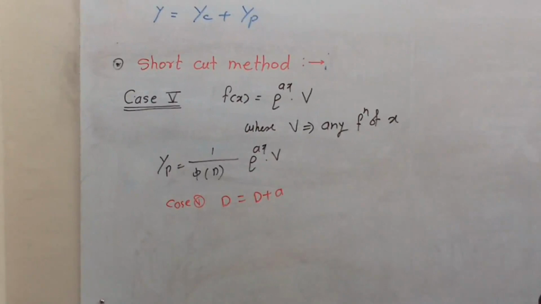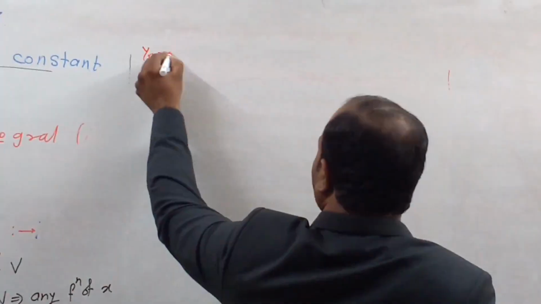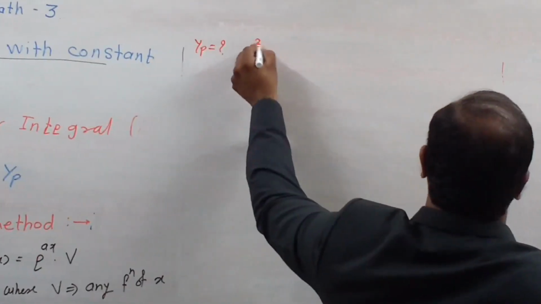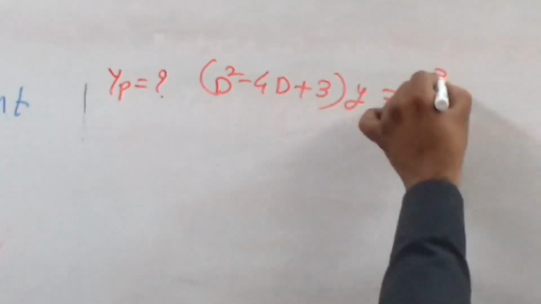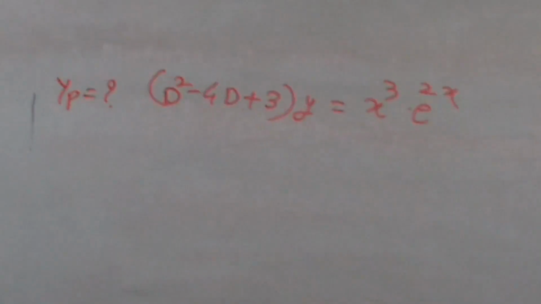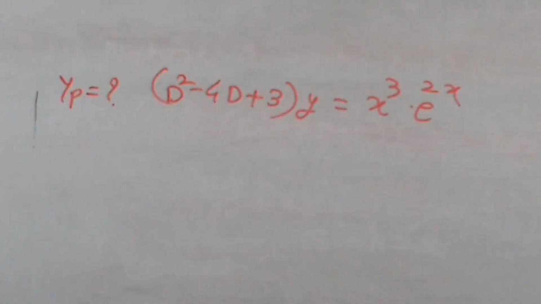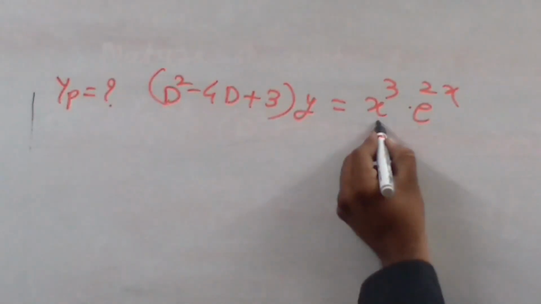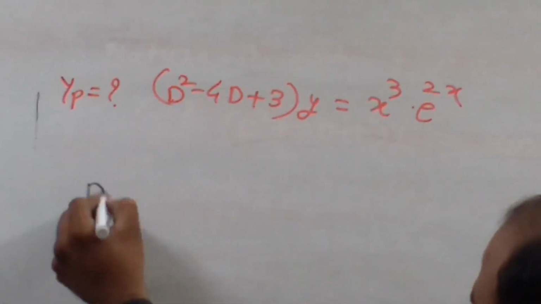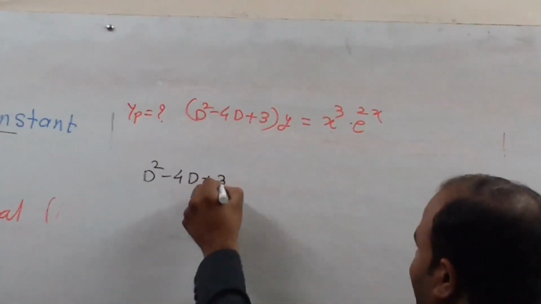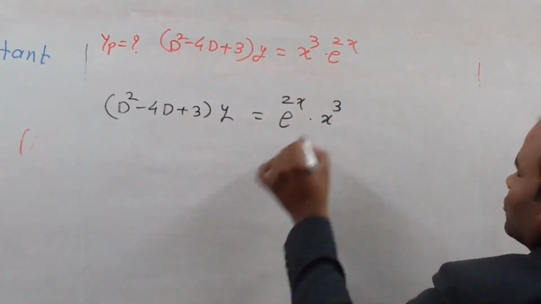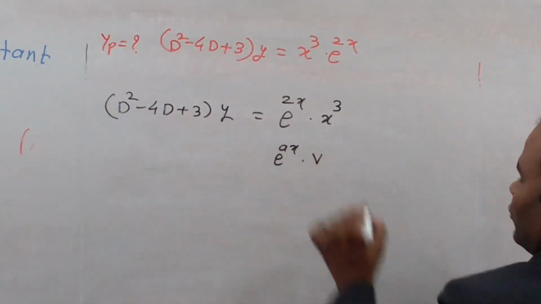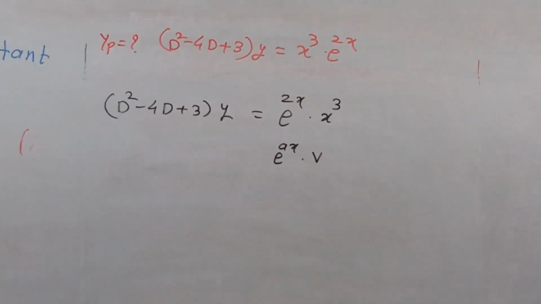Let me take one numerical on the basis of this case. We have to find the particular integral of the equation (D square minus 4D plus 3) y equals x cube into e raised to 2x. It is a very interesting case. Here e raised to 2x into x cube is given, so we can write (D square minus 4D plus 3) y equals e raised to 2x into x cube. This is of the form e raised to ax into v, so we have to apply case 5 here.